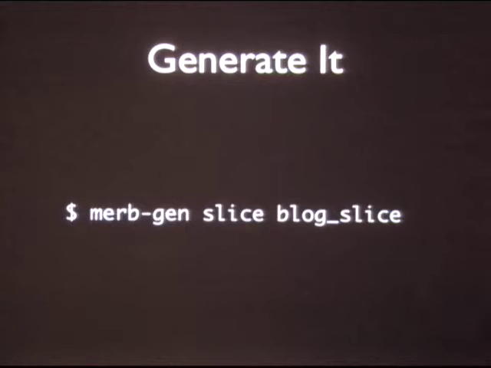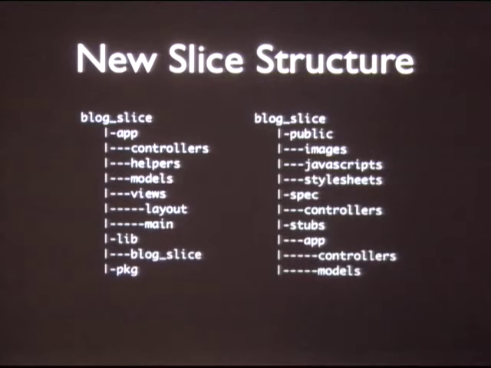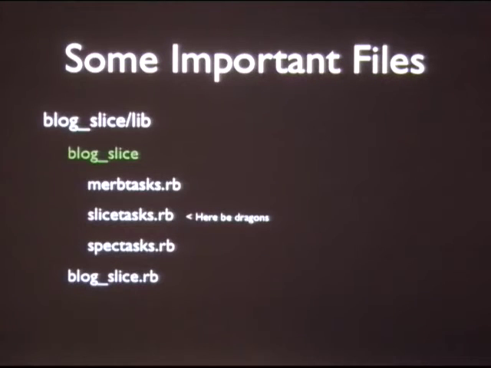So to generate your slice, you use merbgen and pass it the slice argument, and you'll get back a nice slice structure with, as you can see, it seriously is just a full Merb application with a couple of extras thrown in there to allow it to integrate. It gives you some rake tasks that are available. In the slice tasks is where you would define your own tasks for your slice that you want to make available to people.